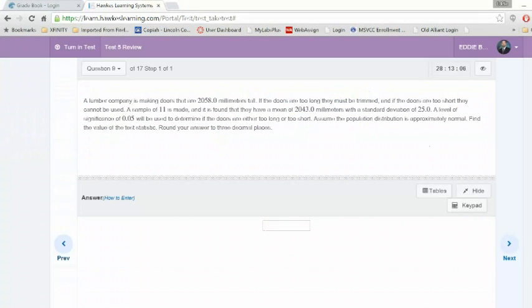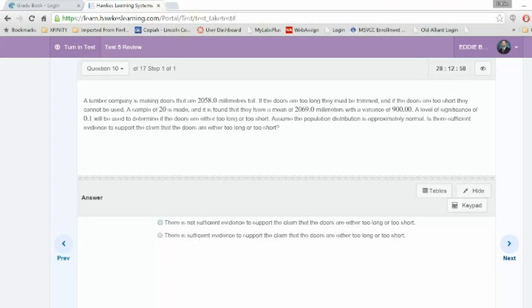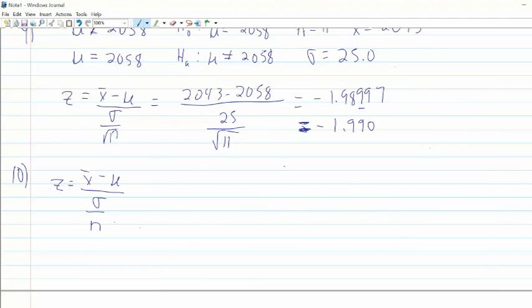What does the problem ask us to find? I think I pushed the problem back. Yeah, okay. It says, is there sufficient evidence to support the claim that the doors are either too long or too short? So we have to go through the whole thing. Either there's not enough evidence or there is enough evidence to support the claim. So that means we have to do everything. We have to find the null and alternate hypothesis.